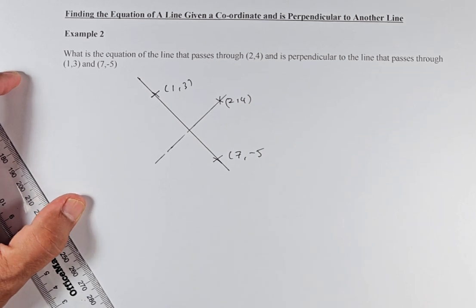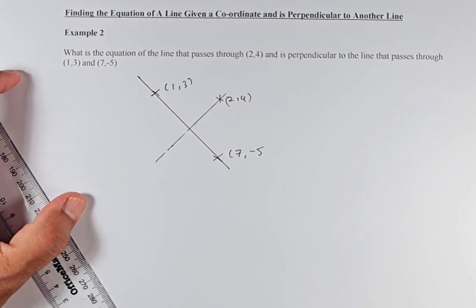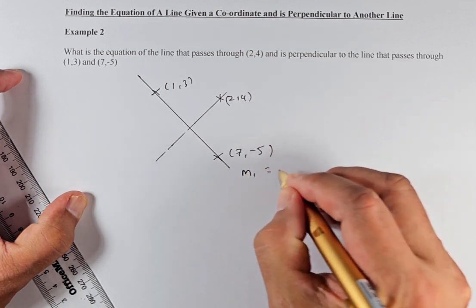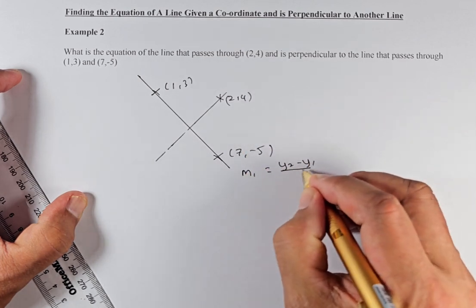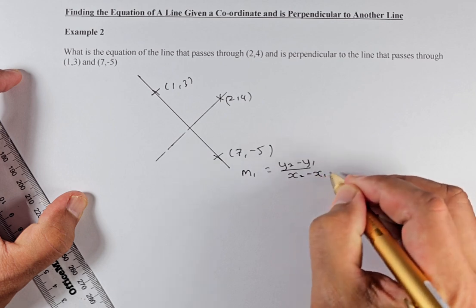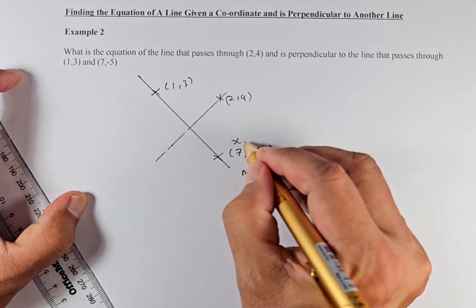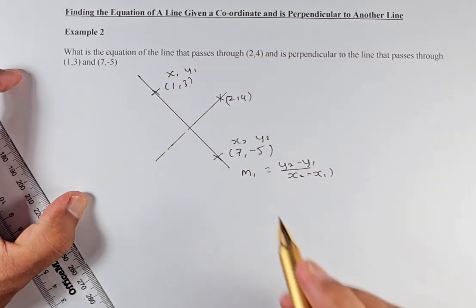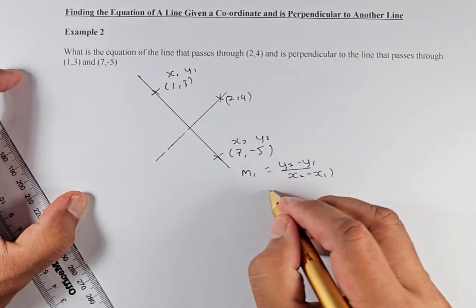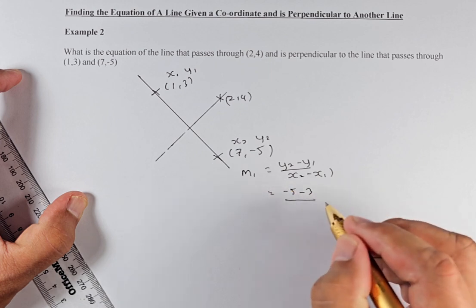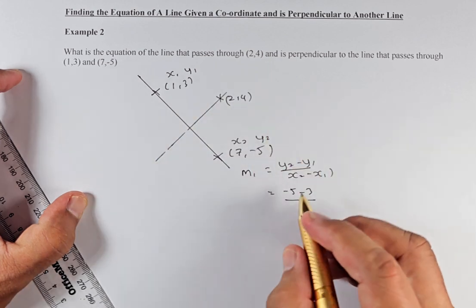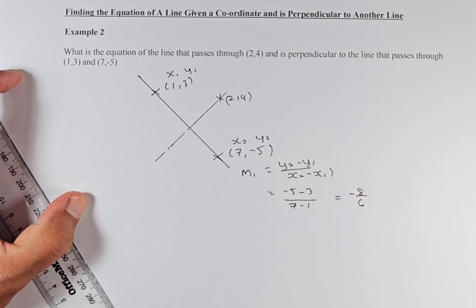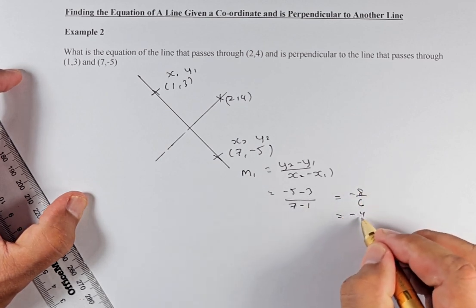So remember, we need to find M1 and M2. So we need to find the gradient of this line first. So the gradient M1 is going to be y2 minus y1 over x2 minus x1, okay? This is x2, y2, this is x1, y1. So we take minus 5 minus 3. And at the denominator, it's going to be 7 minus 1. And you use the calculator, it's going to be minus 8 over 6. And then it's simplified to minus 4 over 3.